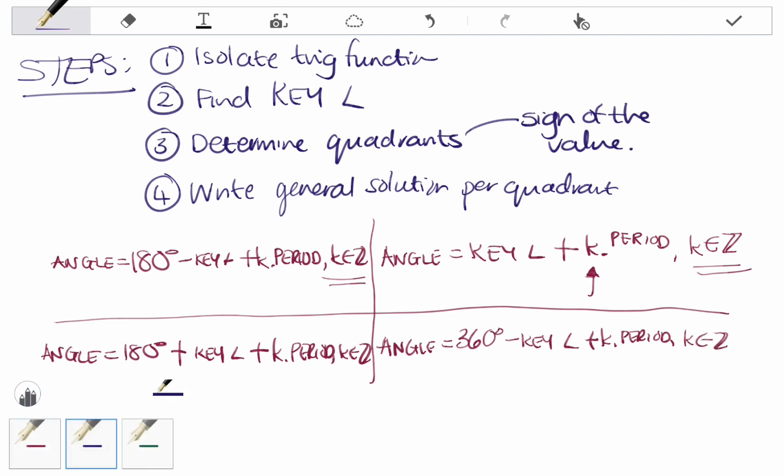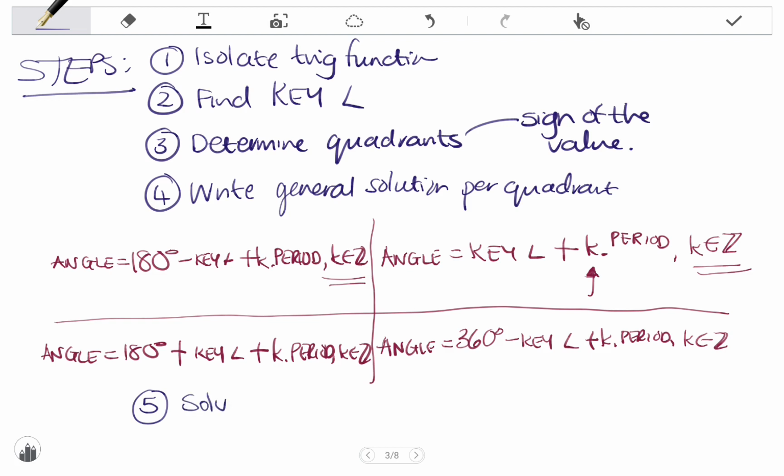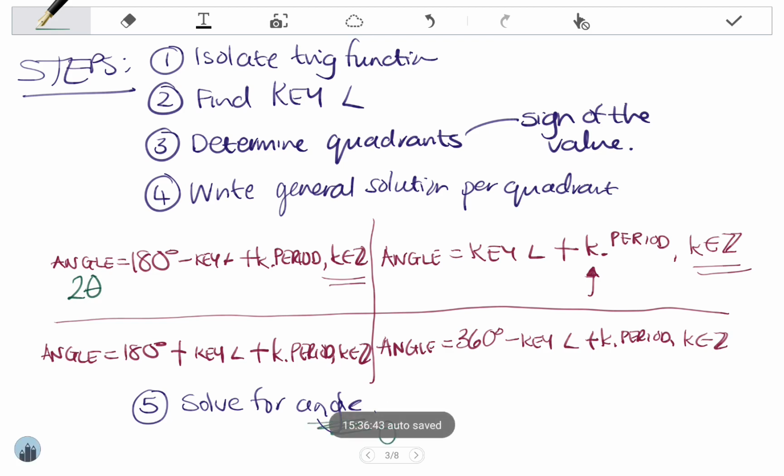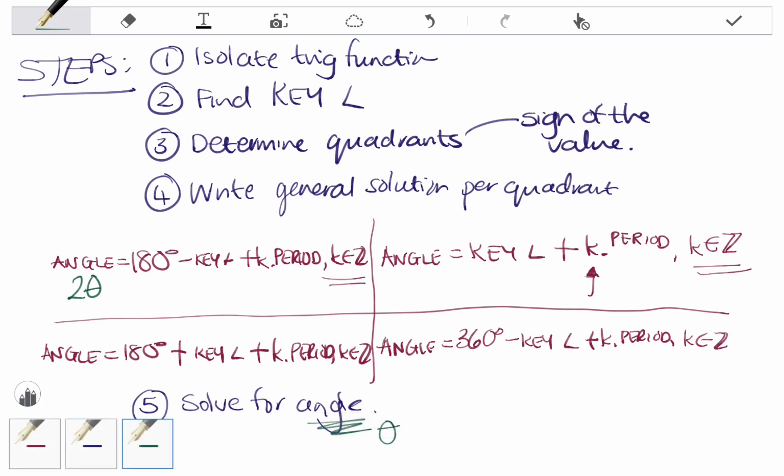Then the final step in our solving of the equation is to solve for the angle. That means that if the angle in your equation might be a double angle, so it might be 2 theta, we would still have to divide by 2 to solve for theta. Now let's go to some examples.